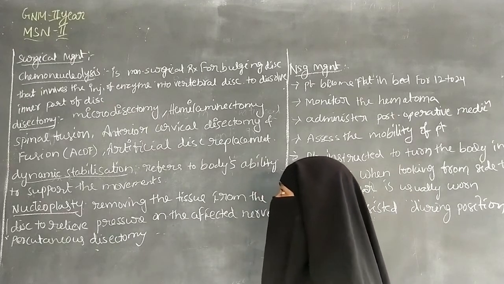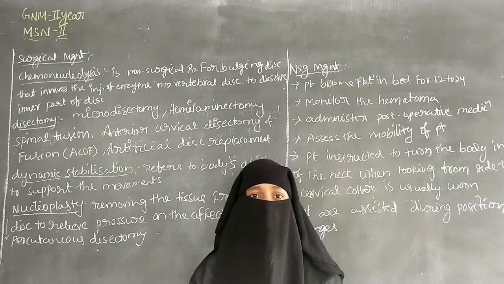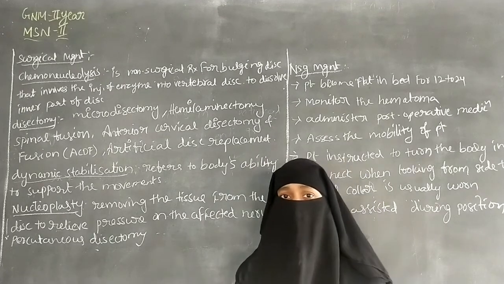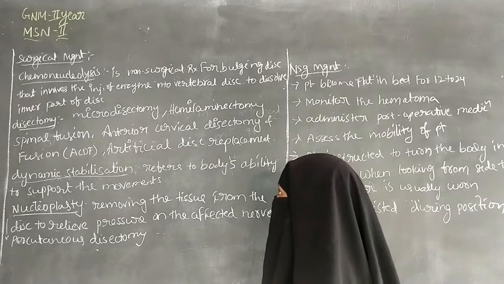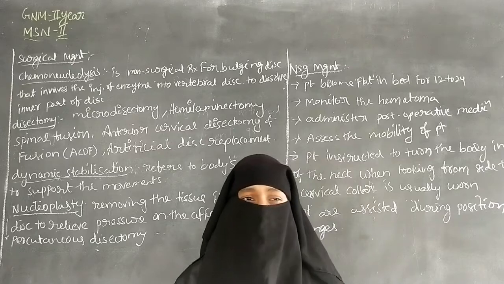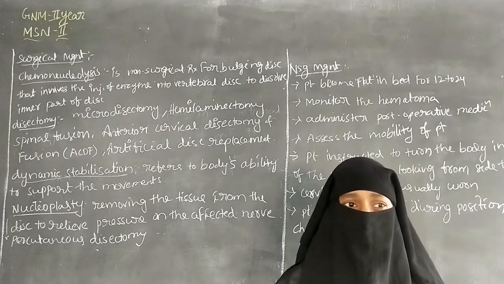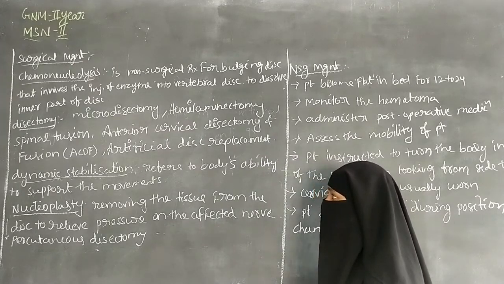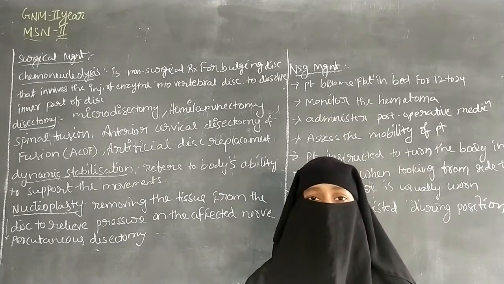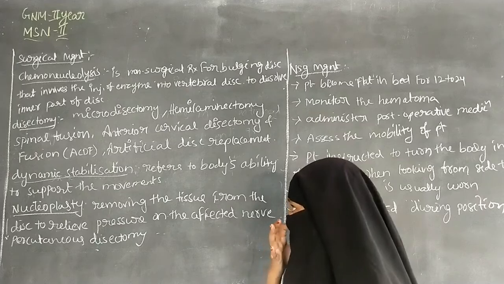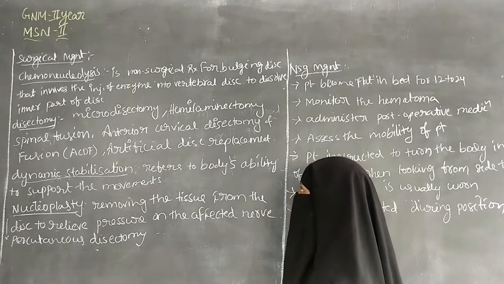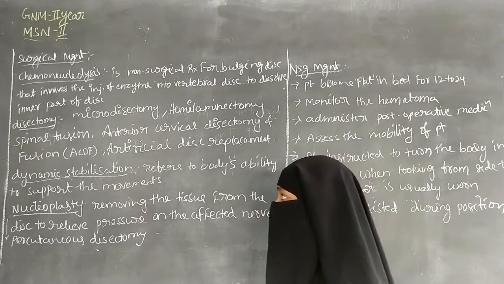And there is microdiscectomy. A small portion of the herniated disc is removed to relieve the pressure over the nerve root. Next one is hemilaminectomy. A part of the vertebrae is removed. And there is spinal fusion, where two vertebrae are joined together into one, and the disc is removed. And next one is anterior cervical discectomy and fusion.